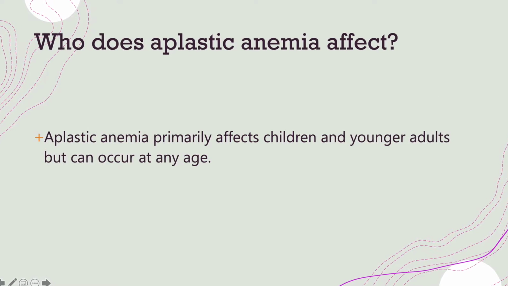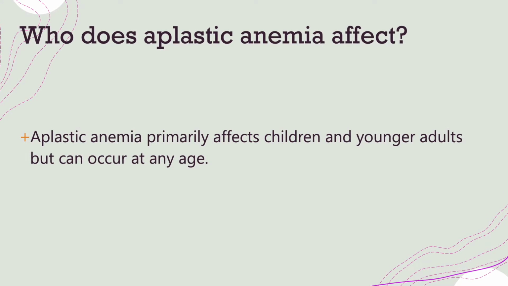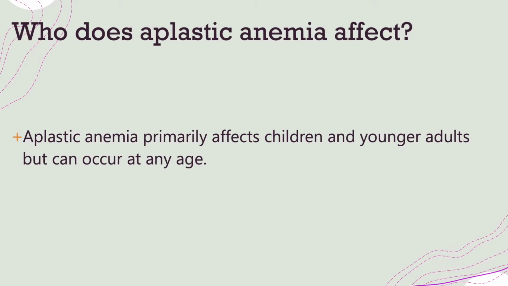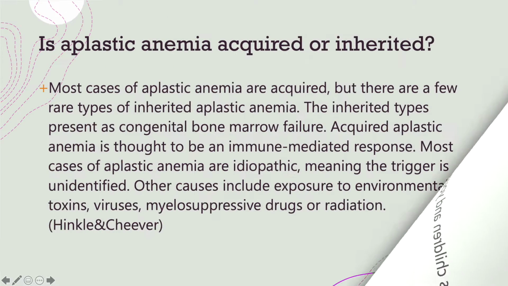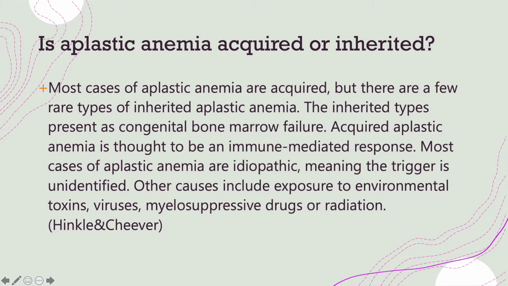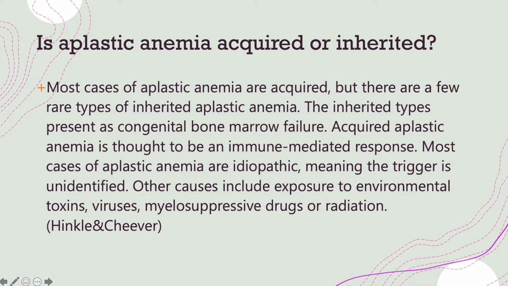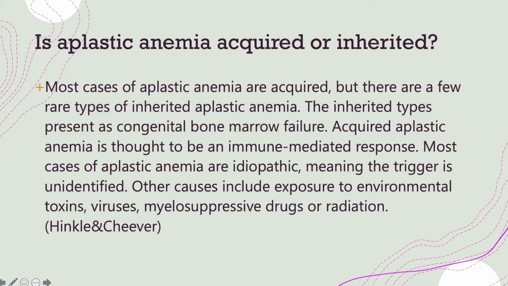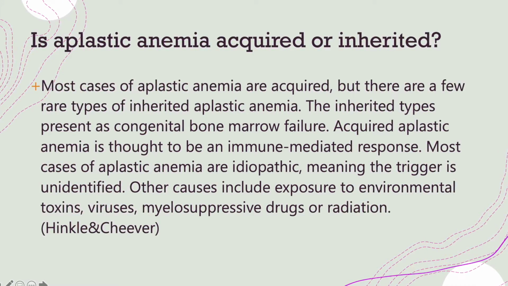Who does aplastic anemia affect? Aplastic anemia primarily affects children and younger adults, but can occur at any age. Is aplastic anemia acquired or inherited? Most cases of aplastic anemia are acquired, but there are a few rare types of inherited aplastic anemia.